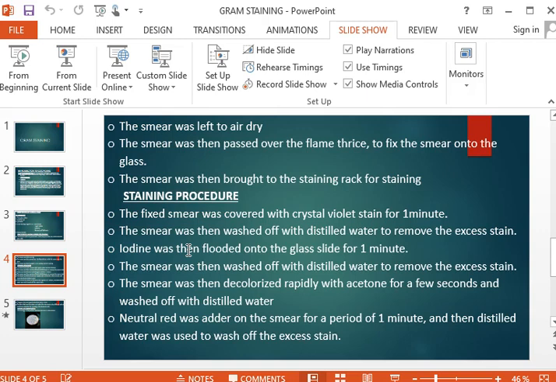The smear is then decolorized rapidly with acetone for a few seconds and washed off again with distilled or tap water, so as to avoid washing away of the specimen, because acetone acts very quickly. It acts rapidly on the specimen. Then you add neutral red on the smear for a period of 1 minute, and then distilled water is used again to wash off the stain.